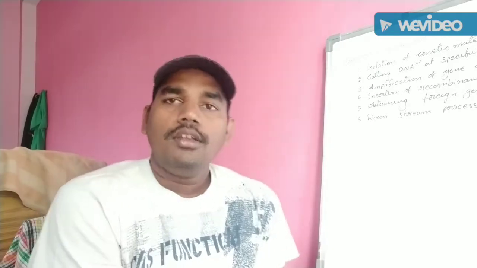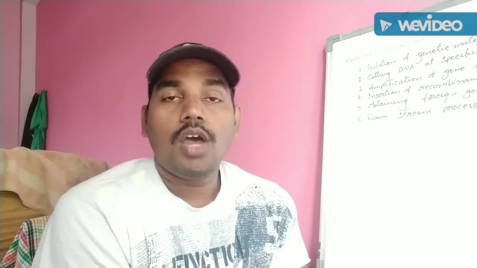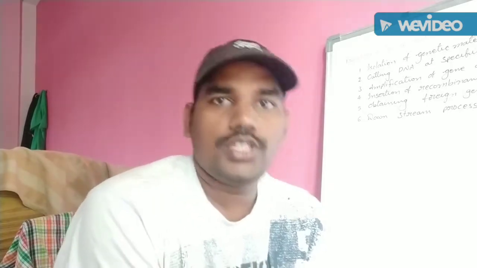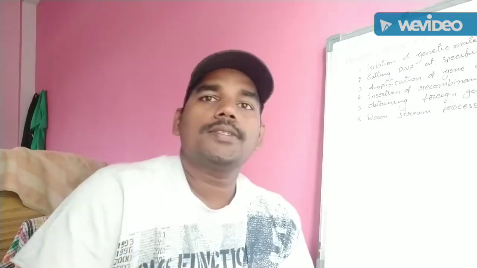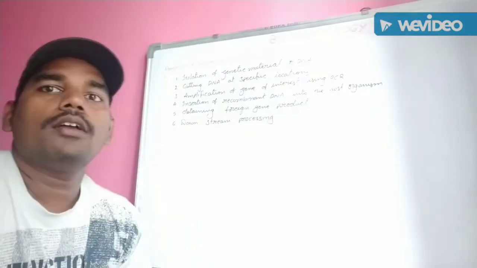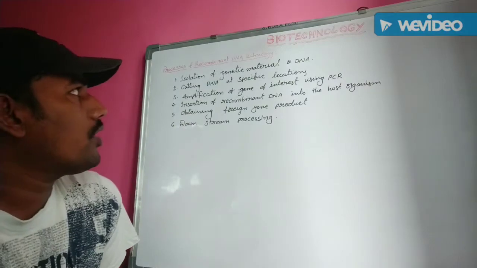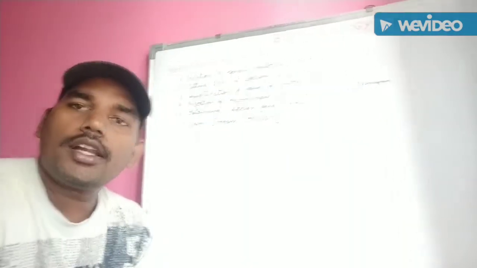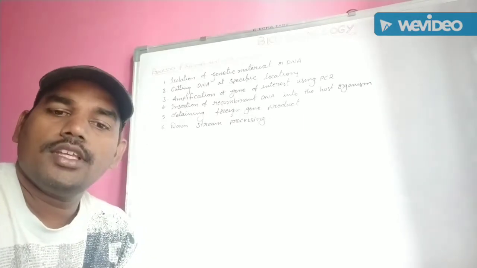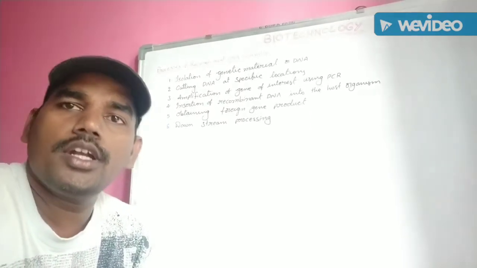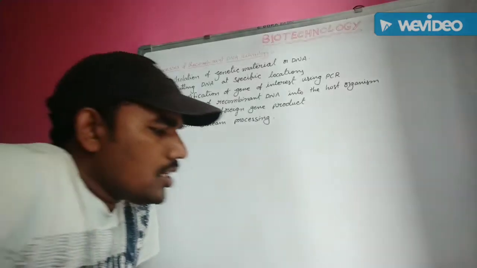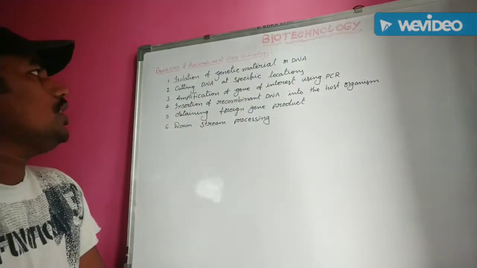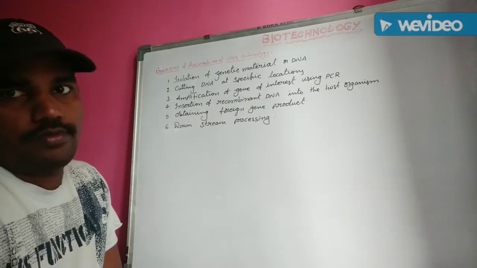But now in this class, I want to discuss another topic. It is a very, very important topic and also an essay question topic. That one is the process of recombinant DNA technology. What is the process of recombinant DNA technology? This recombinant DNA technology includes mainly 6 steps.